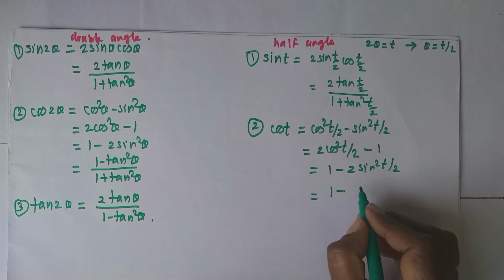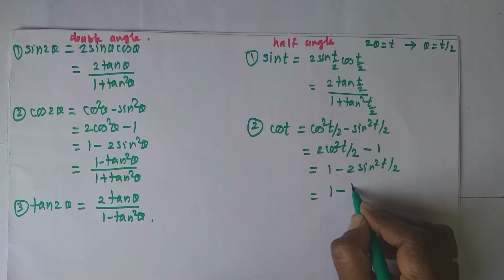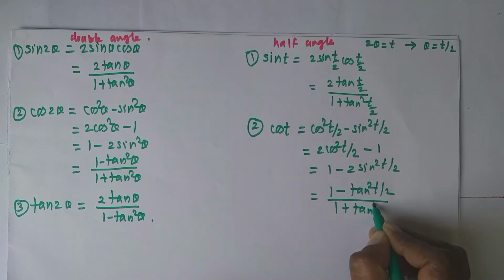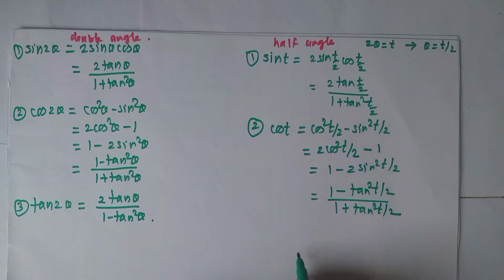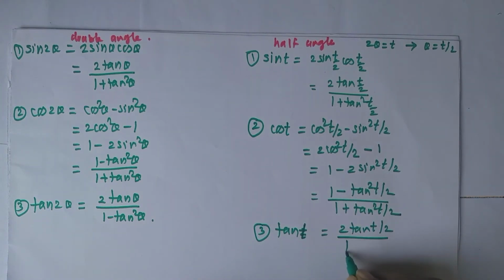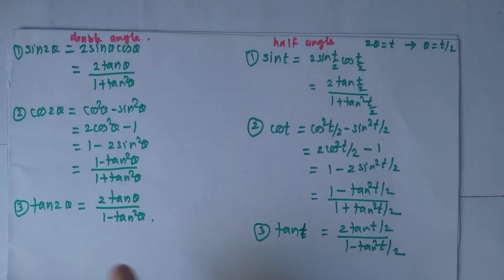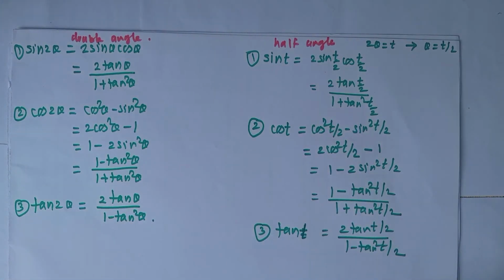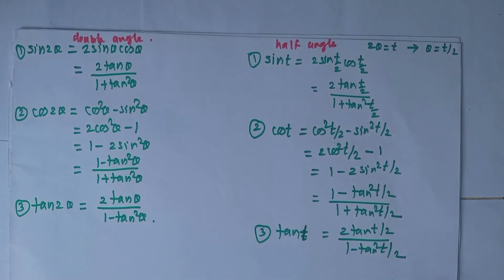Or in terms of tan, you can write cos t is equal to (1 minus tan square t by 2) divided by (1 plus tan square t by 2). And for tan 2 theta, I can write tan t is equal to 2 tan t by 2 divided by (1 minus tan square t by 2). These are half angle formulae. Here, for 2 theta I am keeping t, therefore theta will be t by 2. If you know the double angle formulae, then it is very easy to derive the half angle formulae.